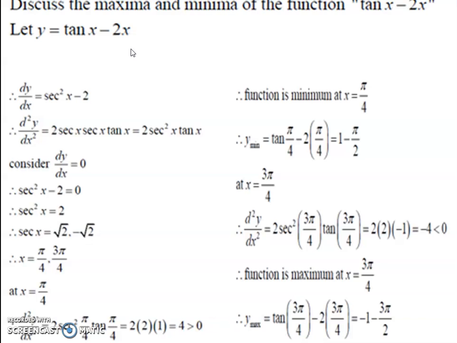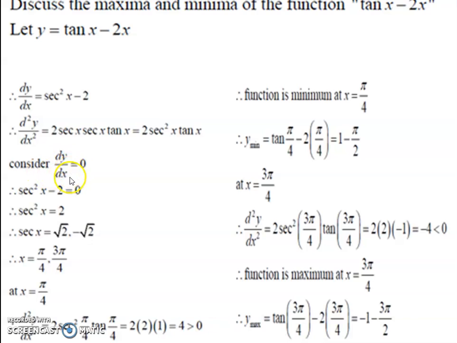So we take y is equal to tan x minus 2x. dy by dx, that means we differentiate with respect to x on both sides. The derivative of tan x is sec square of x minus 2. We again differentiate with respect to x. We know that the derivative of f of x raised to n is n f of x raised to n minus 1. Our f of x is sec x, so 2 f of x into the derivative of f of x, so 2 sec x into tan x. Minus 2 derivative is 0. So we have 2 sec square x tan x.